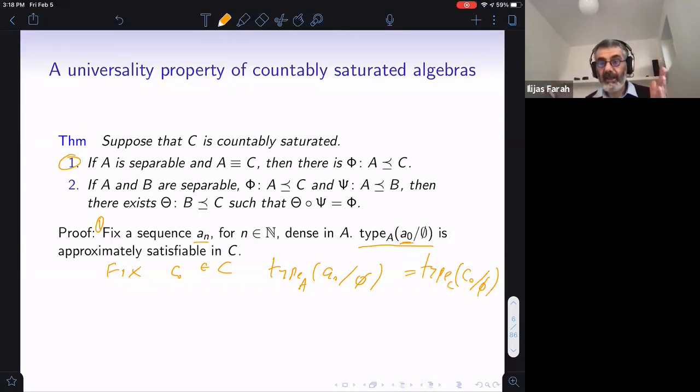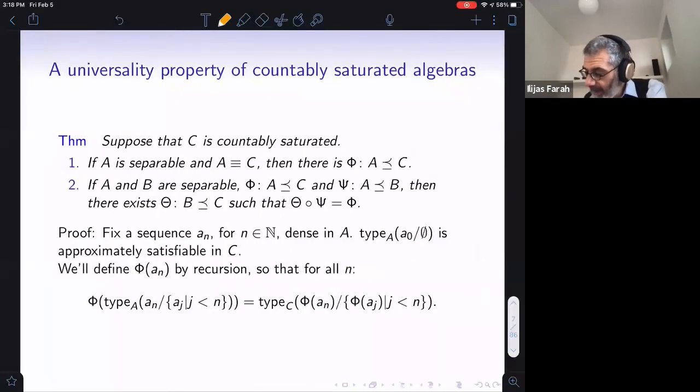And this is our first step. So we know that A0 is going to go to C0 in our elementary embedding, but we have to see where the other ones go. So we define phi of An by recursion. So phi of A0 was that C0 that we found. And here's our inductive assumption.